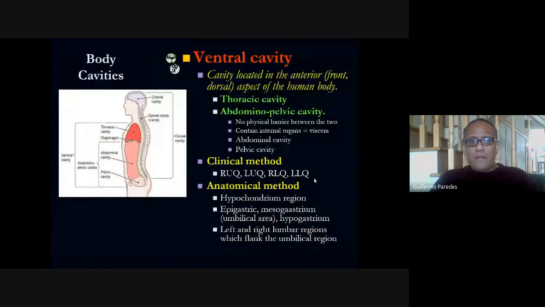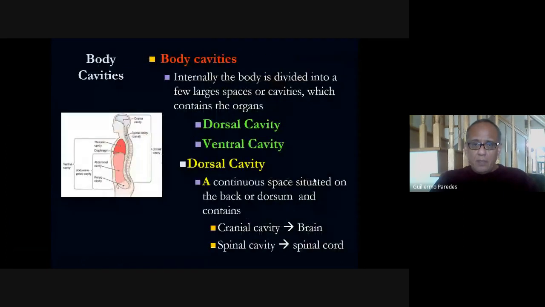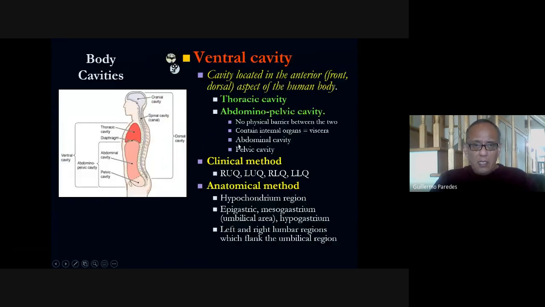All right, so we have the cavities: ventral cavity and dorsal cavity. The dorsal cavity is this. This is the dorsal cavity. All this is a cavity, a tunnel, a channel. Here we have the cranial cavity, where the brain is going to be.